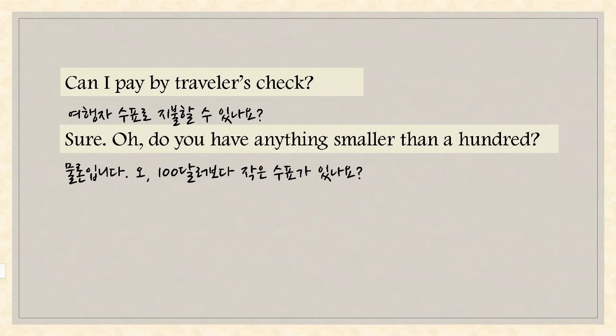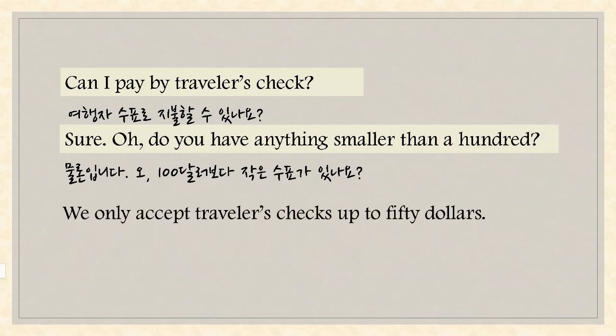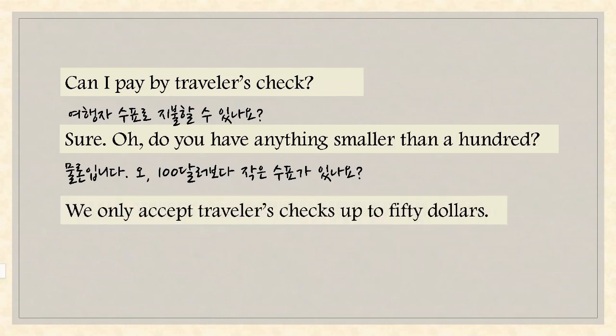We only accept traveler's checks up to $50.